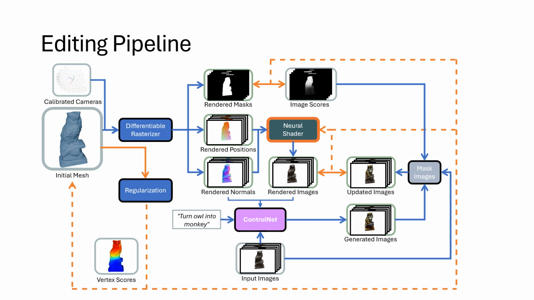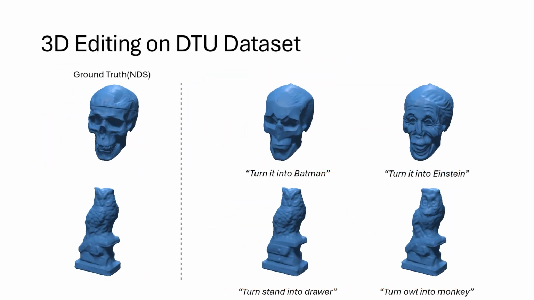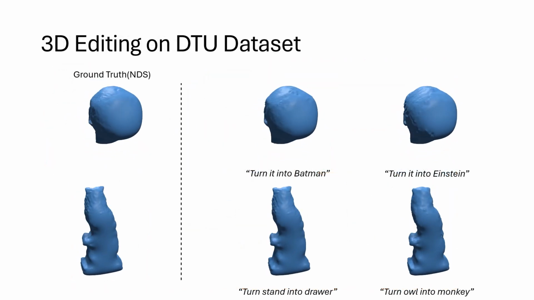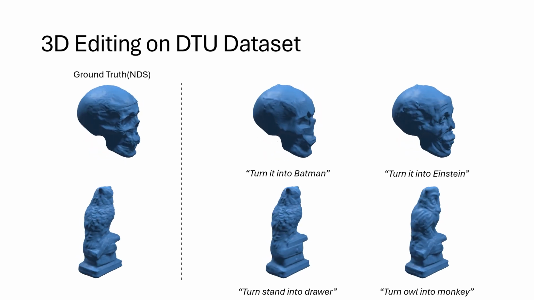We compute a mask loss to align the rendered masks with the image scores, and we apply regularization to the mesh to promote smoothness and prevent degenerate vertex configurations during our editing. We mask important regions based on our vertex scores, updating only the relevant vertices during editing to maintain localized modifications. In the end, we obtain an edited mesh where only the relevant regions have been modified according to the given text instructions. We evaluate our method on the DTU multi-view dataset to demonstrate its mesh editing capabilities.